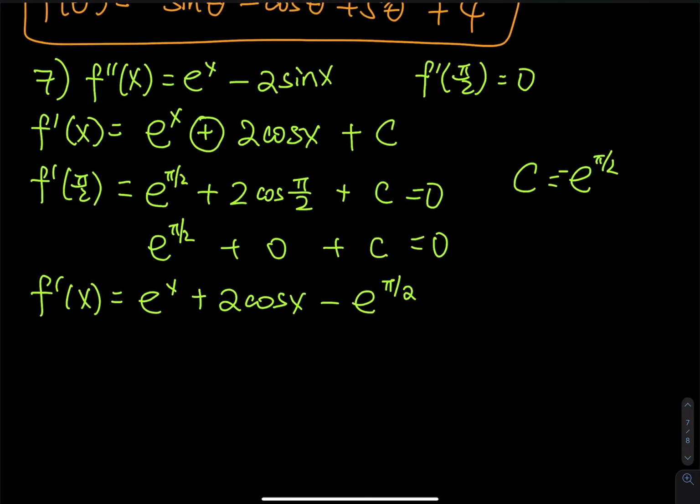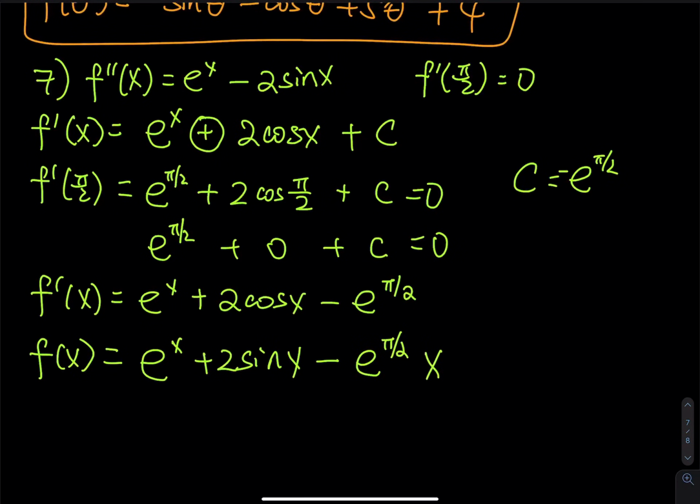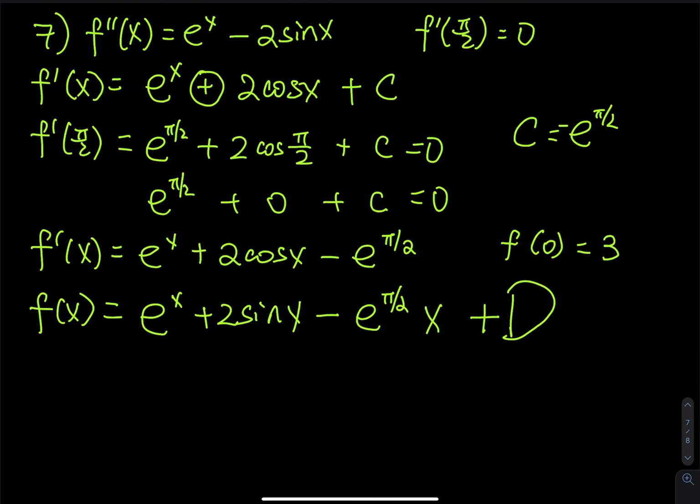So f of x, we have e to the x, still e to the x, and then the derivative of sine is cosine. And then this is a constant, meaning that all we have to do is put an x in front of that, and then the other constant, c, is used already. I am going to use d. And then the next initial condition is f of 0 is equal to 3. So let's plug in a 0. I use 0 because when you plug in a 0 to x, most of the numbers get cancelled, so we don't need to deal with the arithmetic.